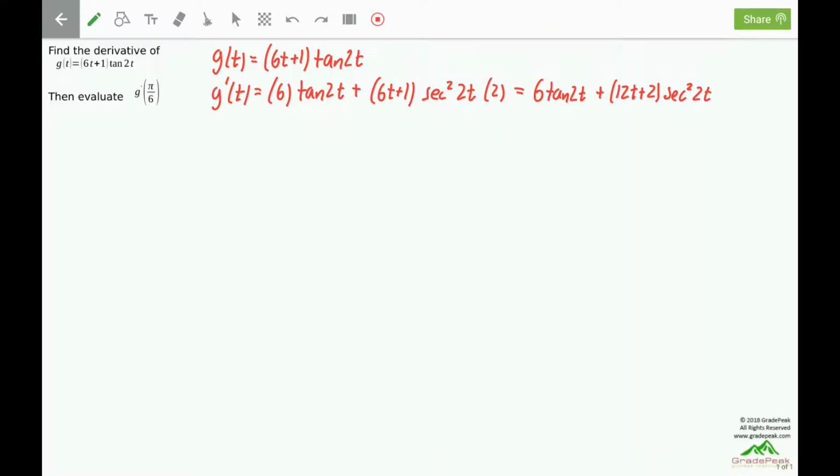The next thing to do is evaluate g prime of pi over 6. Means to plug a pi over 6 in for each of the t's. So g prime of pi over 6 equals 6 tangent of 2 pi over 6 plus 12 times pi over 6 plus 2 times secant squared of 2 pi over 6.